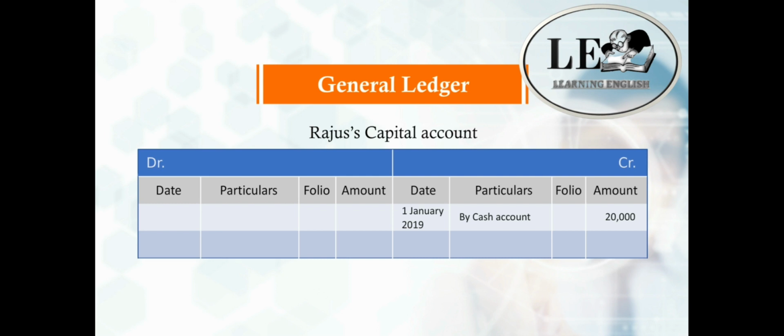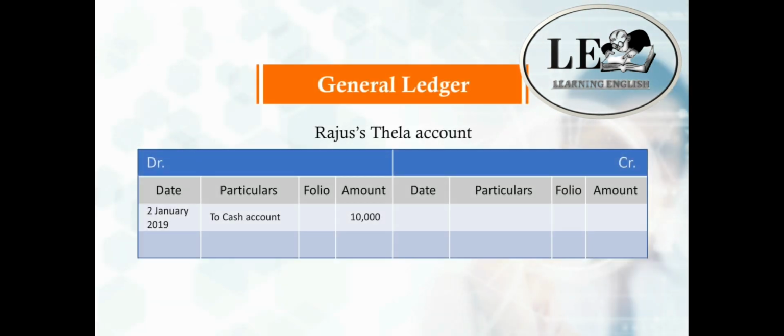Raju's capital account in the general ledger will look as shown on the screen. The Thela account will look as shown on the screen. The purchase account will be as shown on the screen. As he had purchased vegetables for rupees 2000, it is entered in the cash account row. Raju's sales account will be as shown on the screen. As he had sold the vegetables for rupees 3000, it is entered under the particulars column along with the amount.